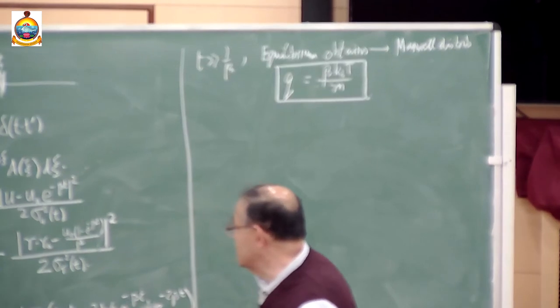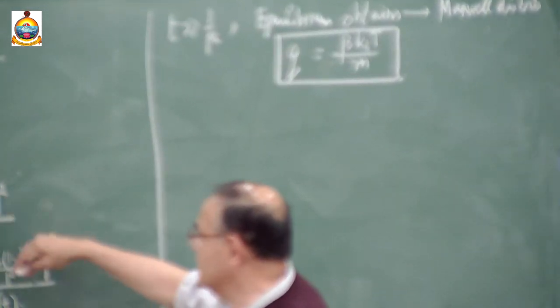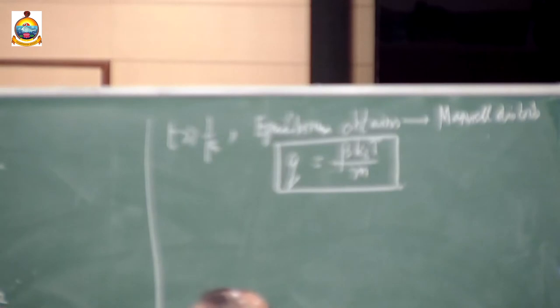Now, other thing, let's just think for a minute. Okay, let's not think too much. So it takes a time t of order 1 by beta to lose memory of the initial velocity.